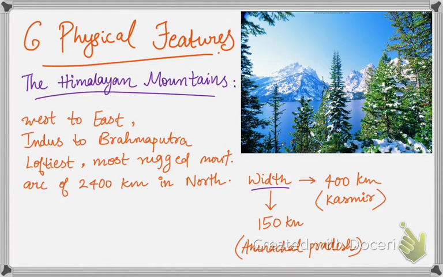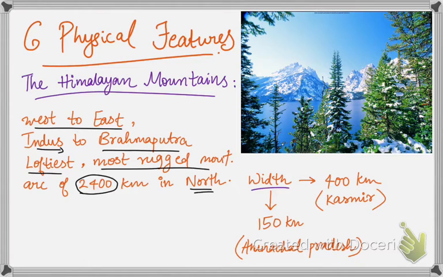So let's begin with the Himalayan Mountains. These mountain ranges run from west to east, that means from Indus to Brahmaputra. These are the most loftiest and the most rugged mountain ranges, which have an arc of over 2,400 km in the north, and its width is 400 km in Kashmir and 150 km in Arunachal Pradesh. That means it is more in the east and less in the western side. The mountain ranges are more in the eastern side than the western side.